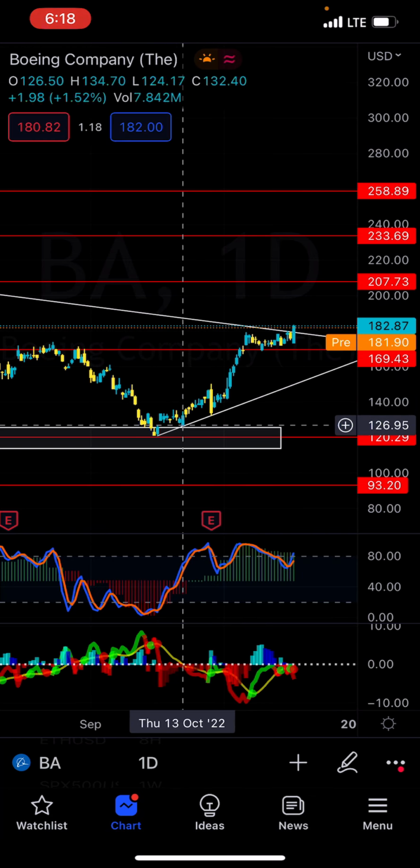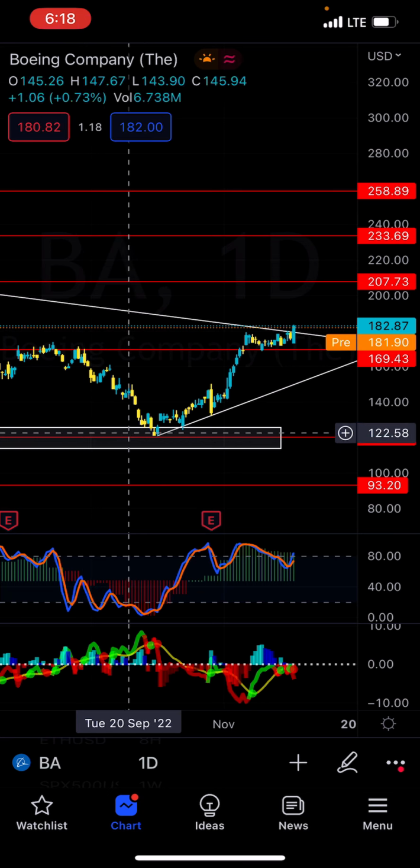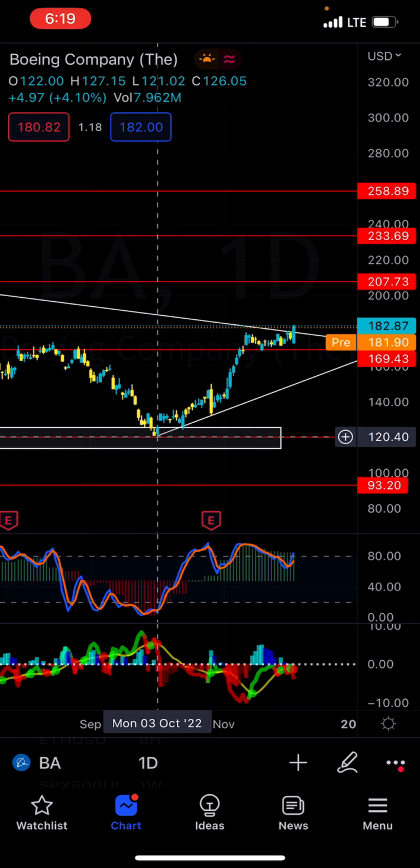I would have probably taken this right after it touched that support, bounced off. So right here, actually, yeah, I would have taken this at 125, actually.